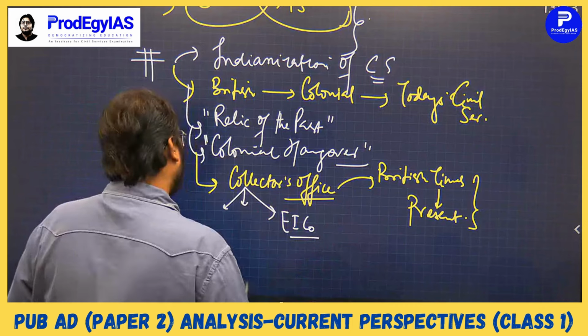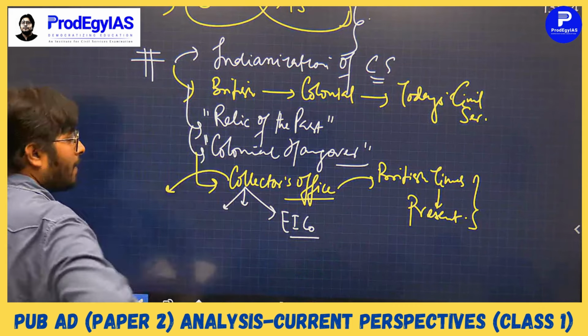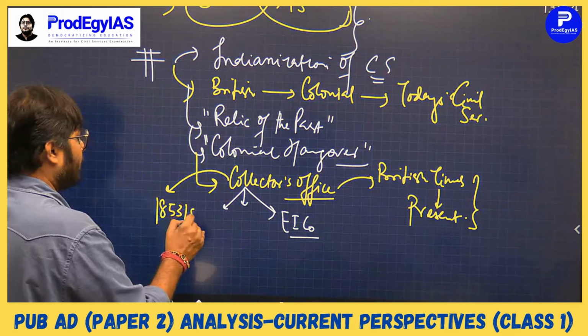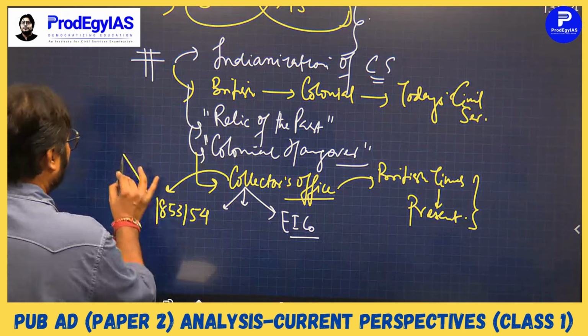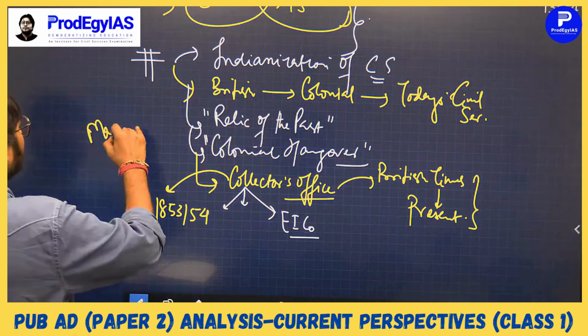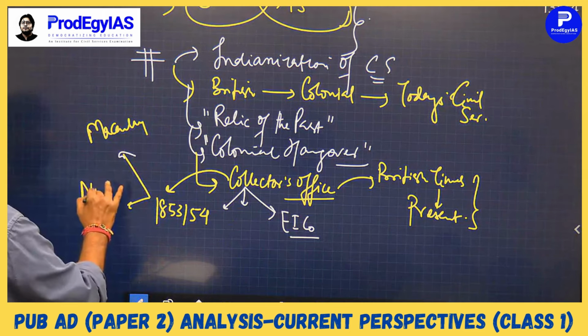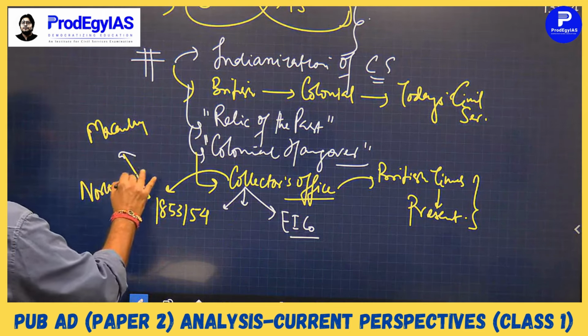Then it went into transformation. Right? It went through transformation after 1853-54. Right? There were two major contributors: the Macaulay report, right? And the Northcote-Trevelyan report.